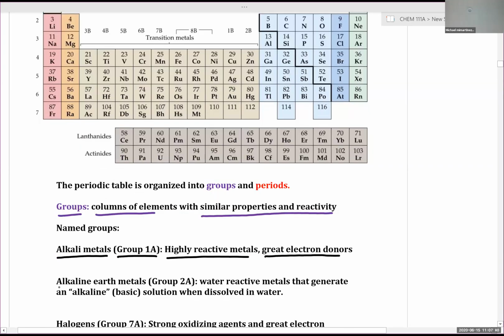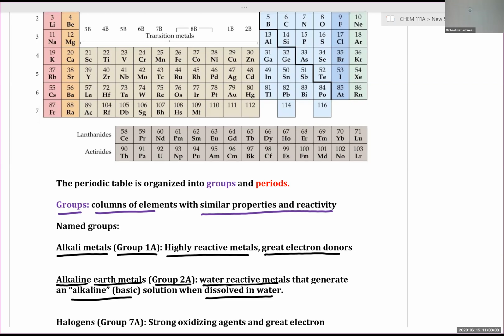Contrasting that are your alkaline earth metals. These are your group 2A elements. They're called alkaline earth metals because they're water reactive metals that generate an alkaline, otherwise known as a basic solution, when dissolved in water. So if you're curious, whenever you dissolve magnesium oxide or calcium oxide in water and you observe that it's basic, it stems from this property.